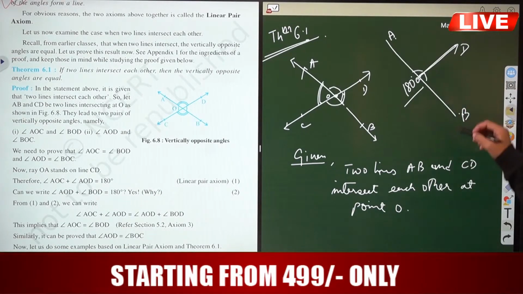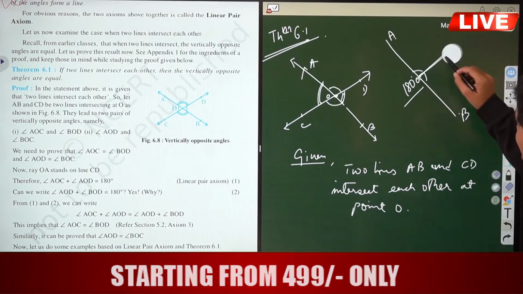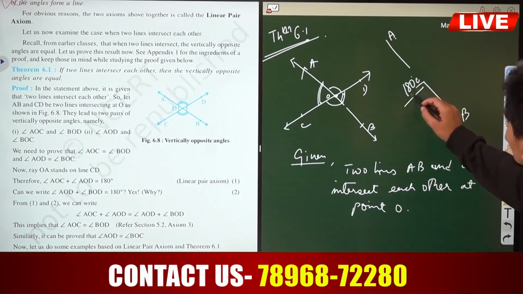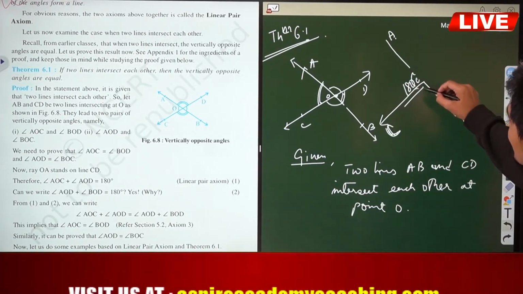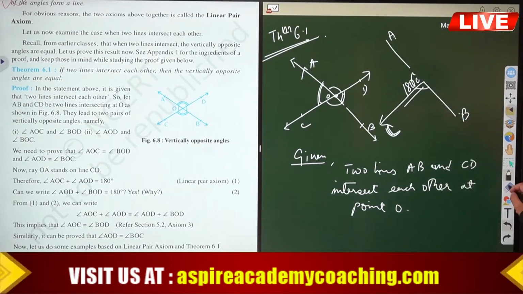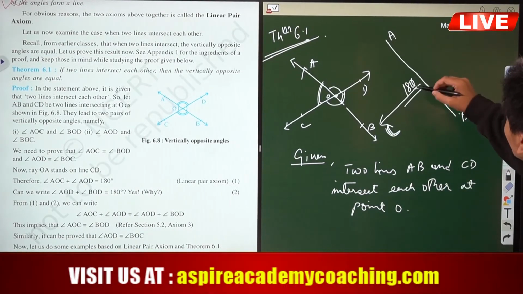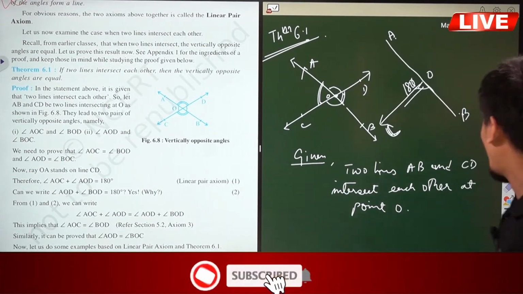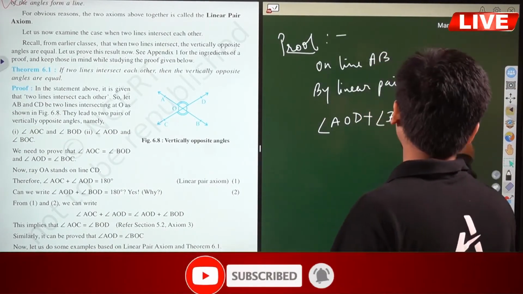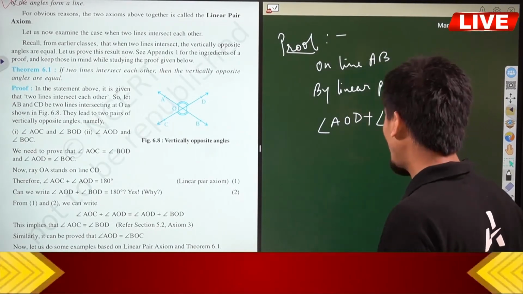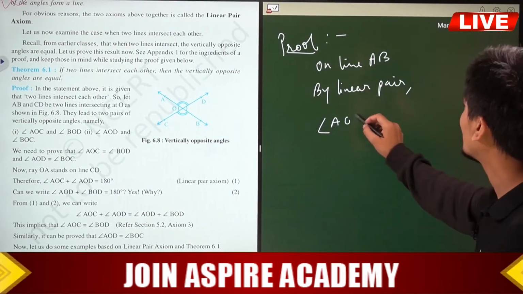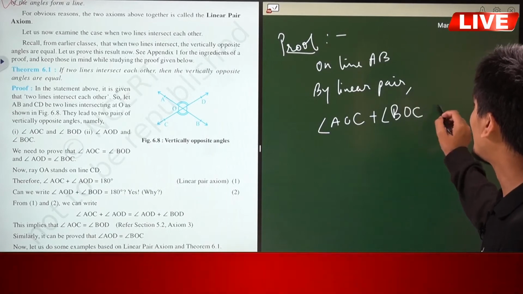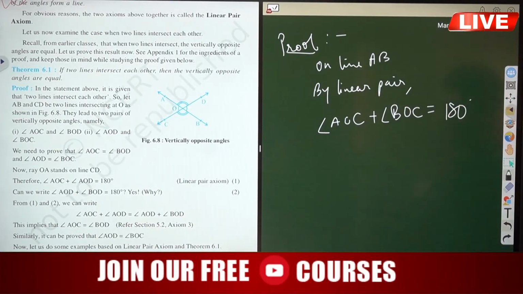you can take this also. If I take this side, I can take this side also. This is C. So I can take this angle and this angle, both are 90 degrees. So angle AOC plus angle BOC is equal to, what is the angle? It is 180 degrees. Let this be equation 1.